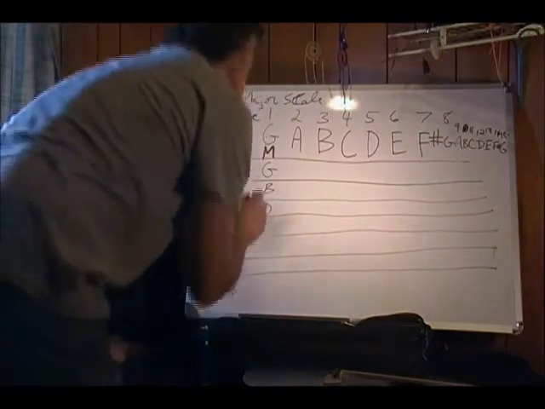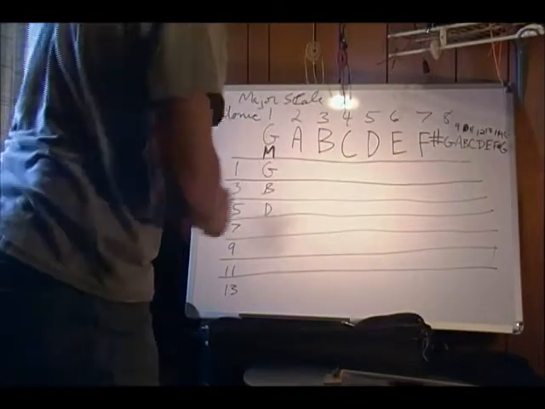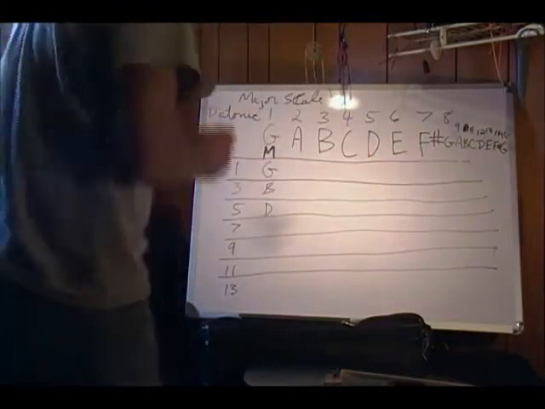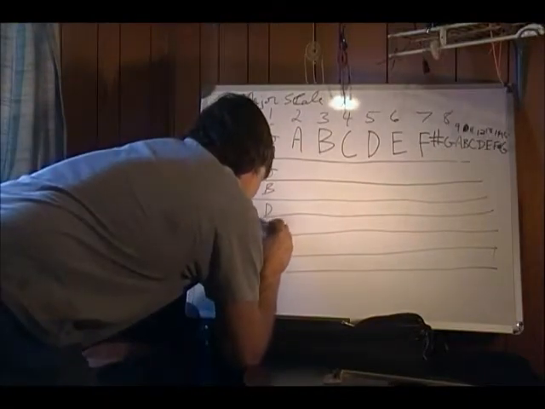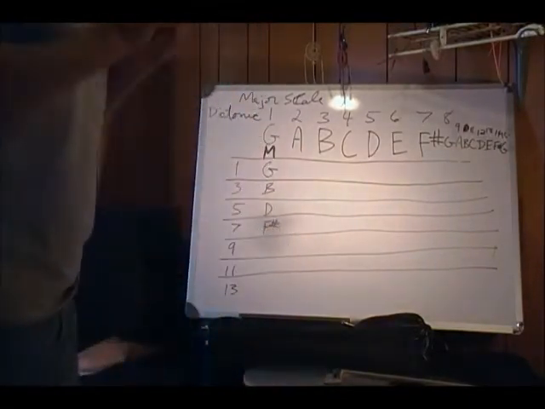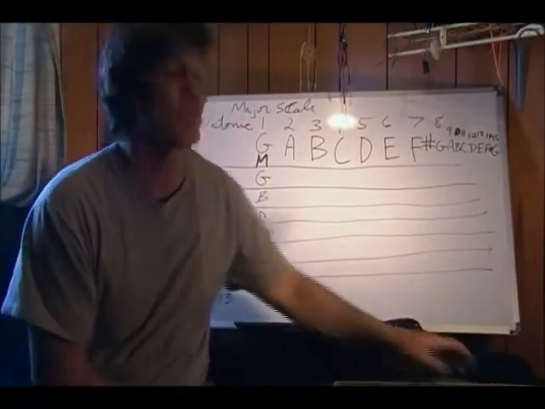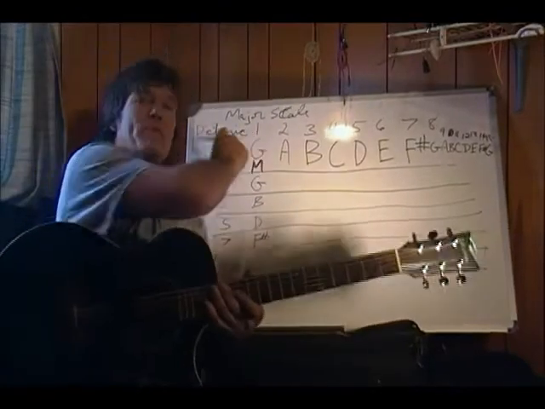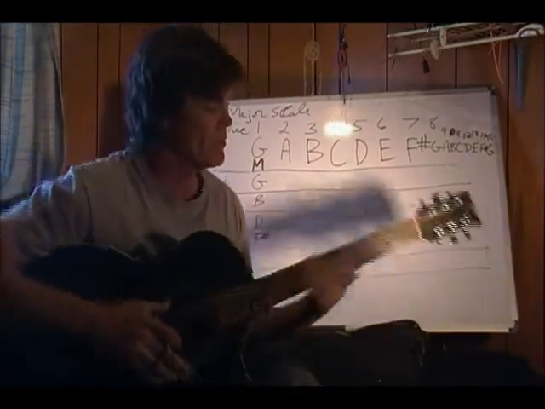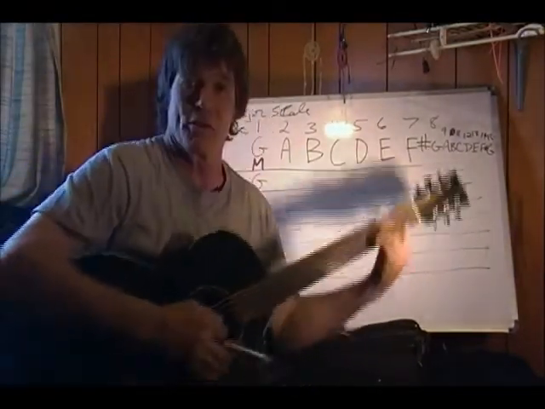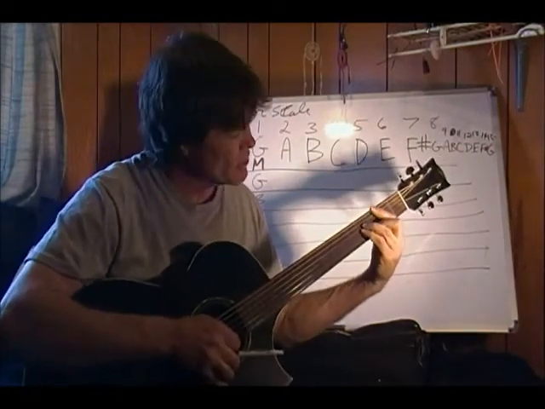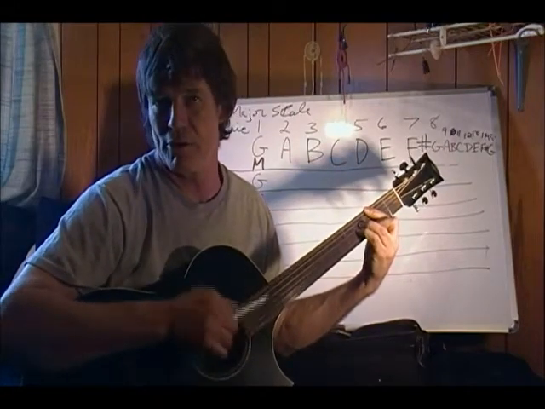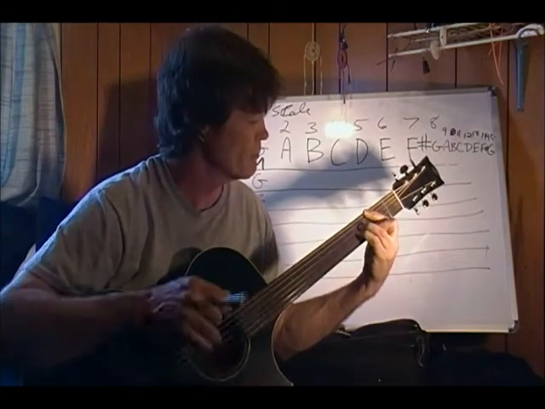Now, if we add this note 7, the F sharp, if we go out here to the number 7, and we add that note there, F sharp. If we add that note to those 3 notes, what do we come up with? A G major 7. We add this note. G major 7.